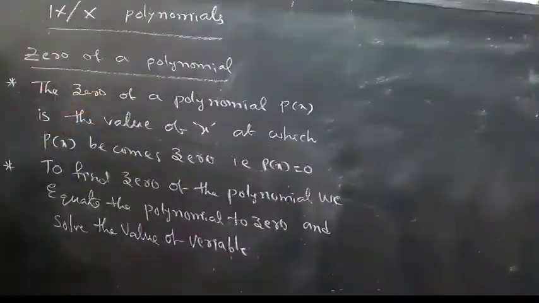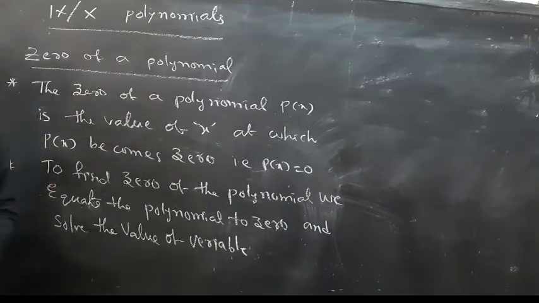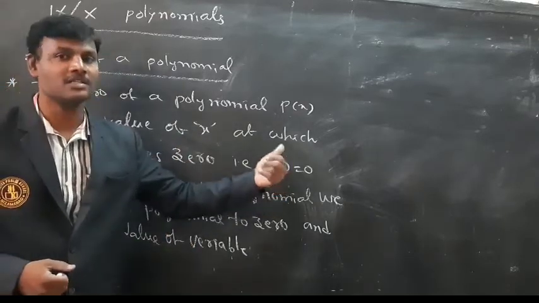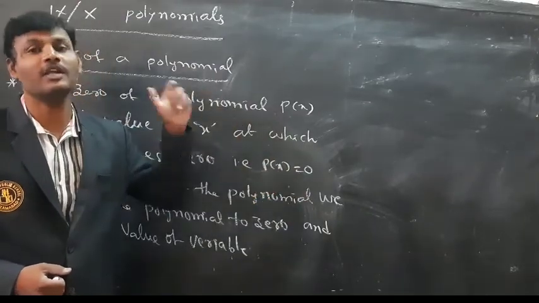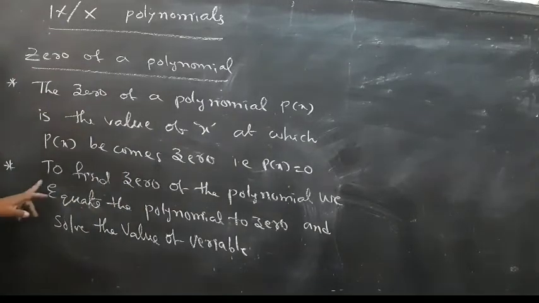The zero of a polynomial p of x is the value of x at which p of x becomes zero. It means if p of x is equal to 0, where p of x means polynomial in variable x, then x is called the zero of the given polynomial. So to find the zero of the given polynomial, we have to equate the polynomial to 0.